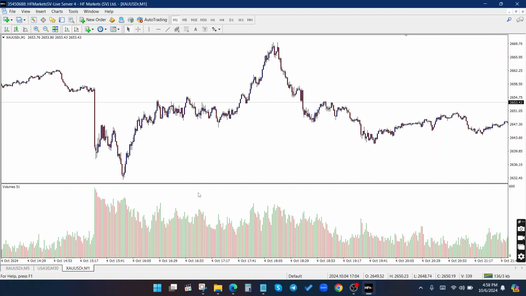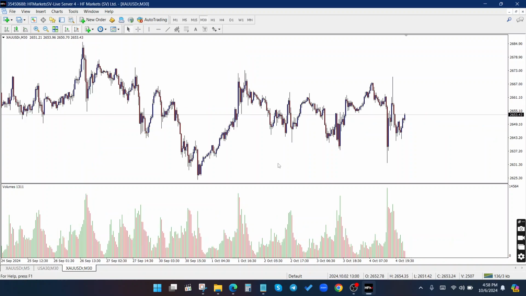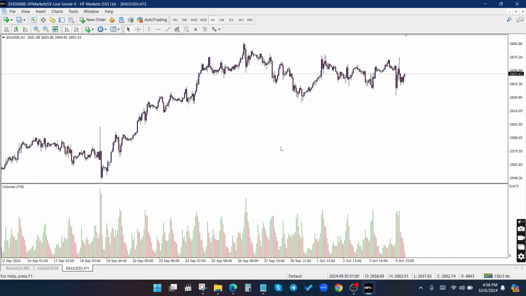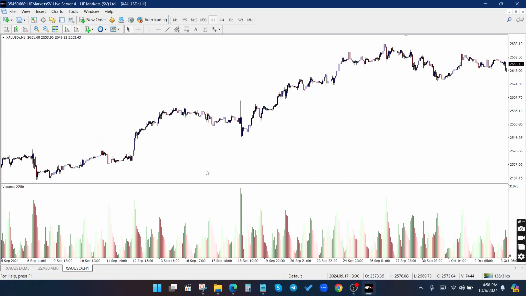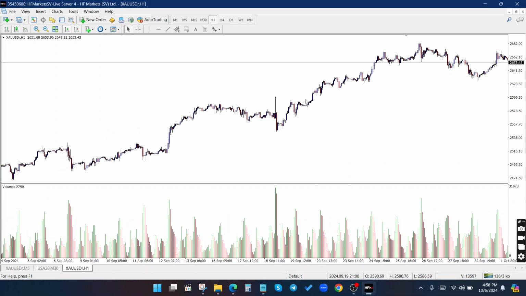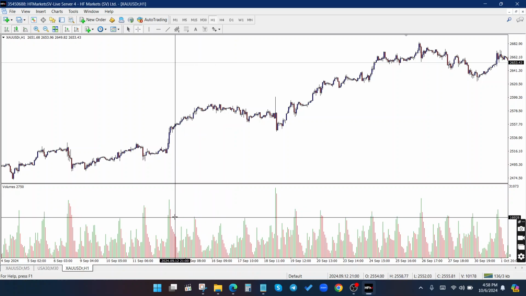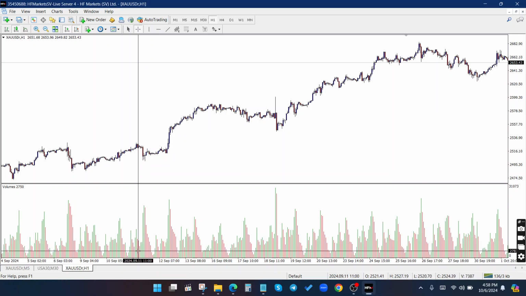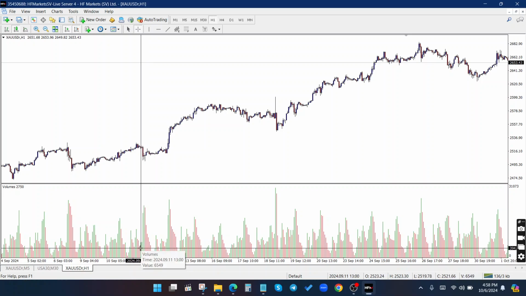Now, when you add the volumes indicator to your chart, how do you use it to get good trading opportunities? The first thing you want to do is identify the trend. For example, this is a bullish trend. When you have identified the trend, you can now look for trends in the volume, for example, an increasing volume. We can see that between here and here, there was an increasing volume.